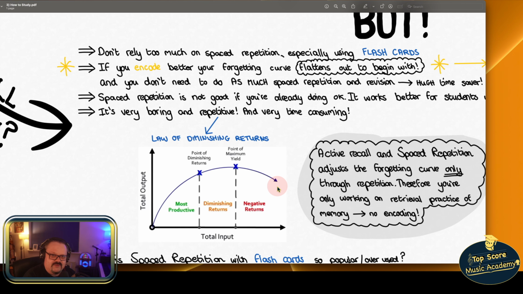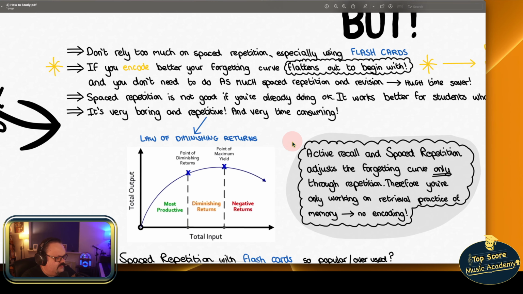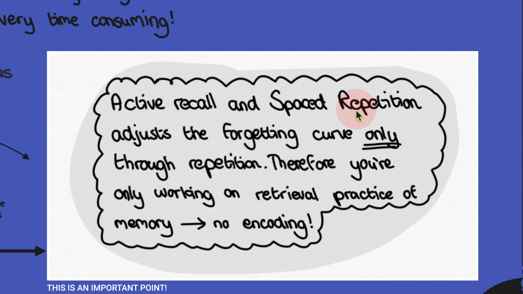The things that were working for a while, when it comes to the crunch time where you have pressure and other exams coming up and loads of things happening simultaneously, you may be putting too much stress and pressure on your brain to retrieve this information again and again, and you actually find that you're starting to forget more than what you had maybe 2 or 3 months earlier. So active recall and spaced repetition adjust the forgetting curve only through repetition. That's the weakness of active recall and spaced repetition. You're only working on retrieval practice of memory. There's no encoding.